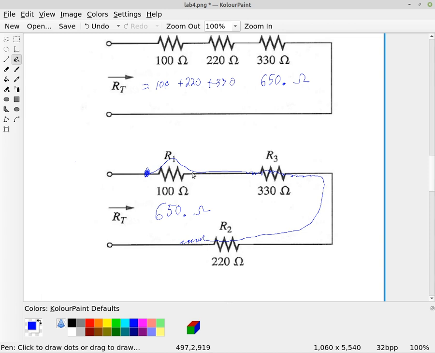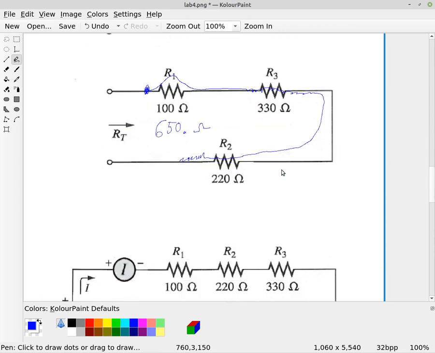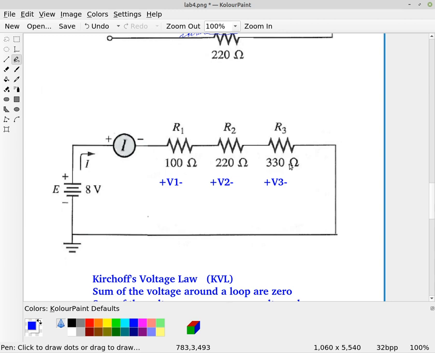So it doesn't matter. We only have 3 resistors, so there are only a few different ways you can do them.